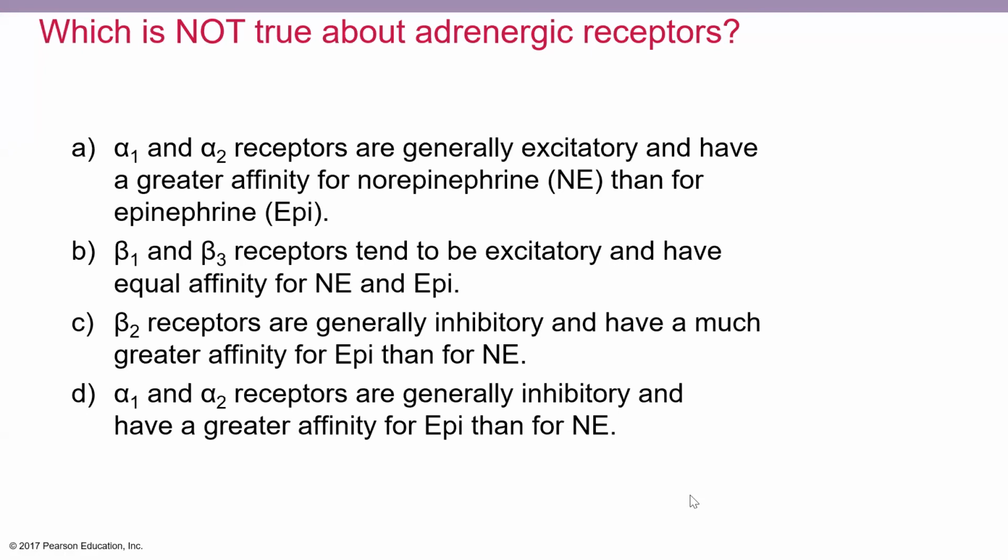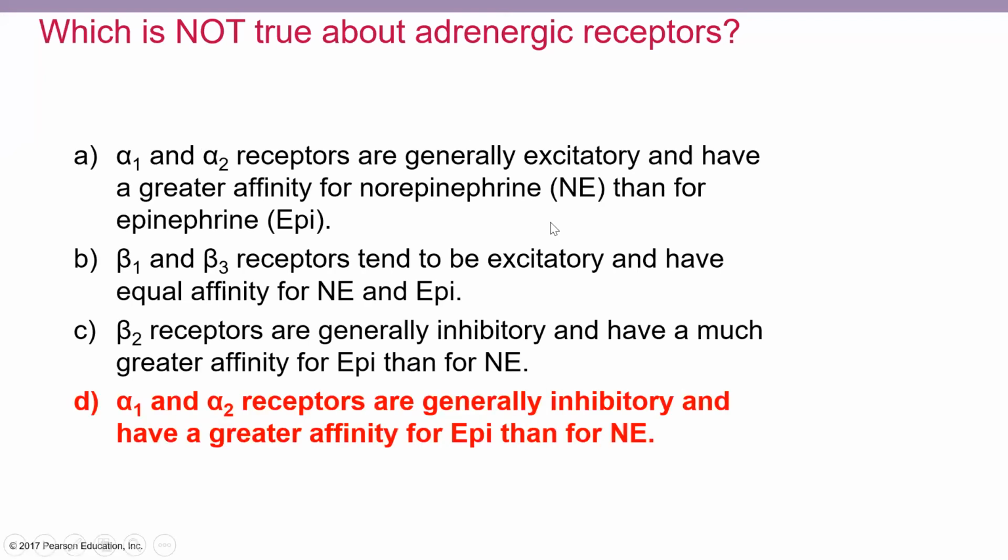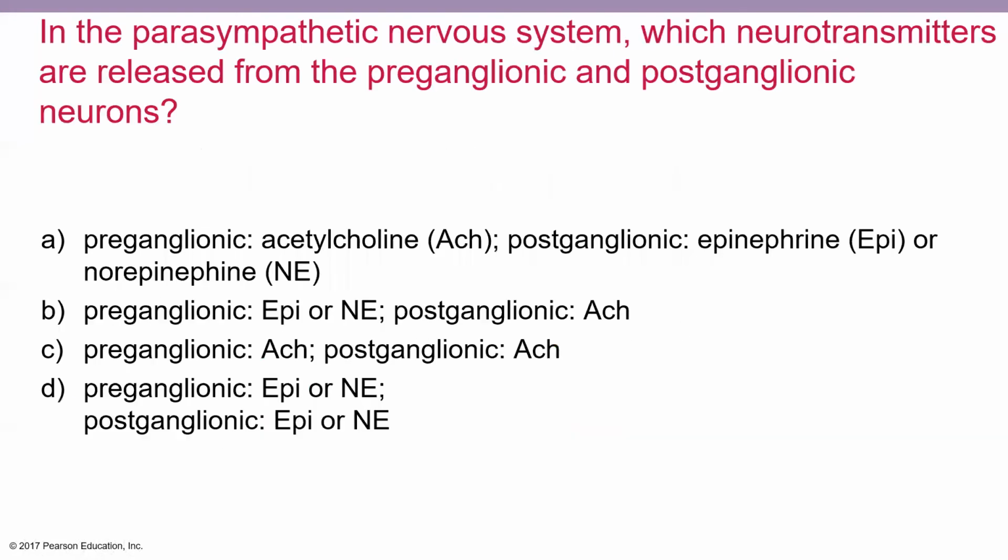Alpha-1 and alpha-2 receptors are generally inhibitory. That's not true, right? Alpha-1 and alpha-2 receptors are generally excitatory and have a greater affinity for epinephrine than norepinephrine. That's also not true. Alpha receptors in general have a greater affinity for norepinephrine than for epinephrine. So D was completely incorrect. Let's look at a couple others here. So the answer here was D as the incorrect statement.